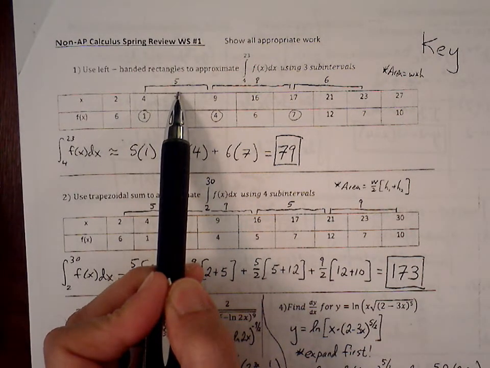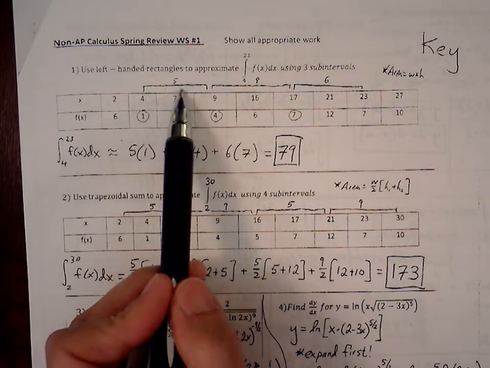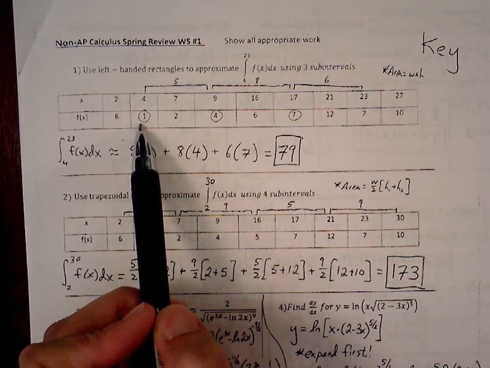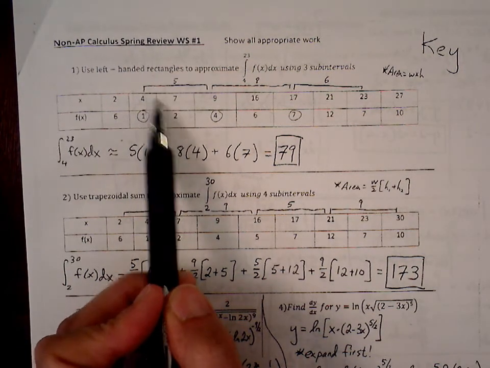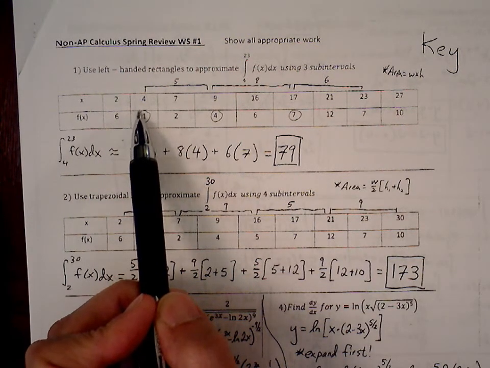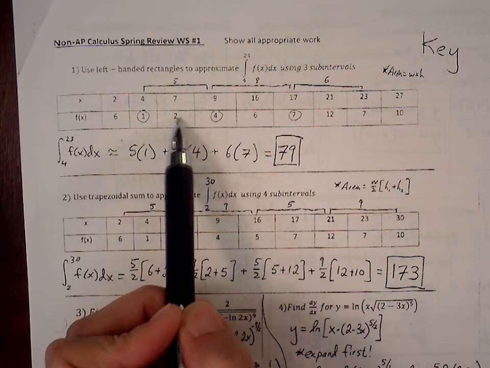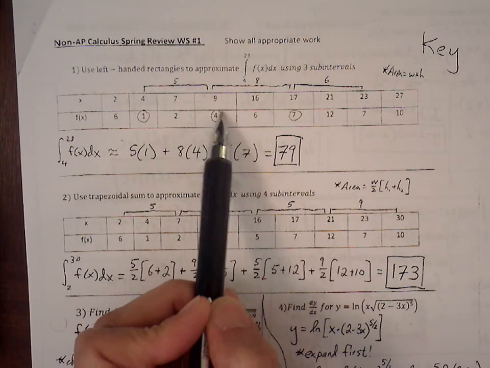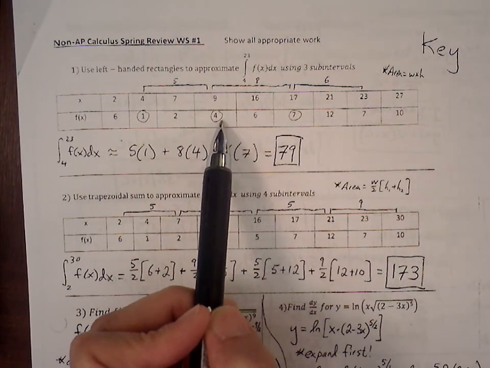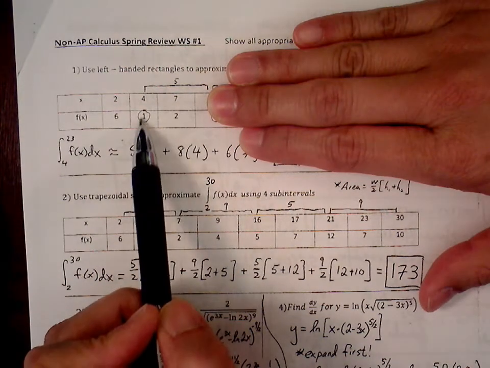And the way that we find height is a little different. So it says left-handed rectangles. So we have the width component of each rectangle. Now the height is going to be one of these 3 numbers within each subinterval. This would represent the height of a left-handed rectangle. 2 is going to represent the height of a middle rectangle, and 4 is going to be for a right-handed rectangle.